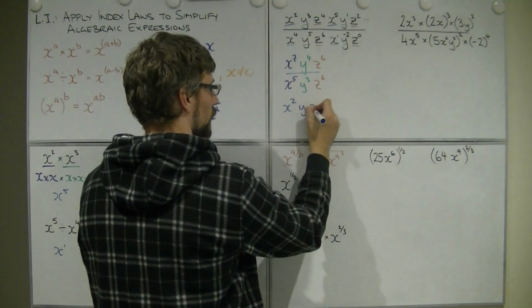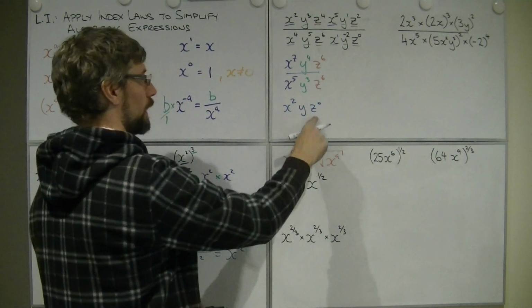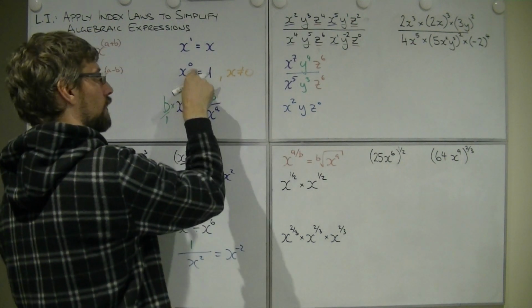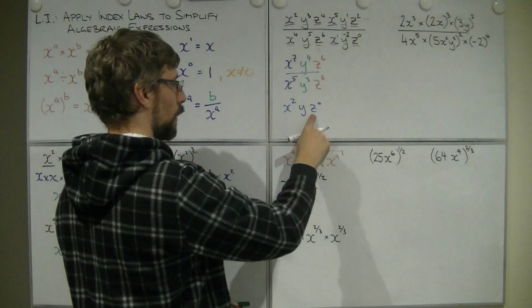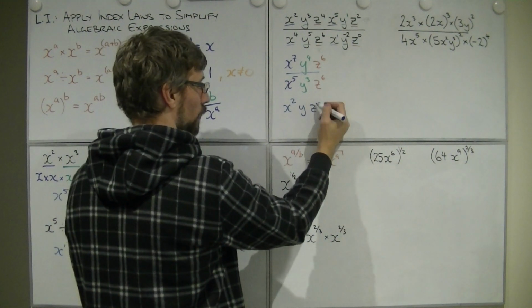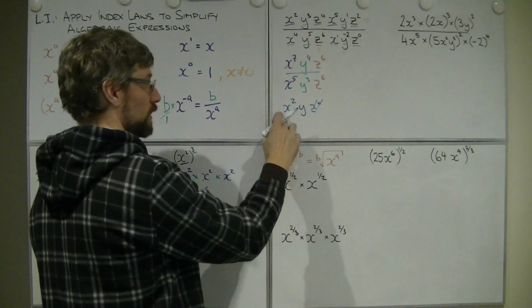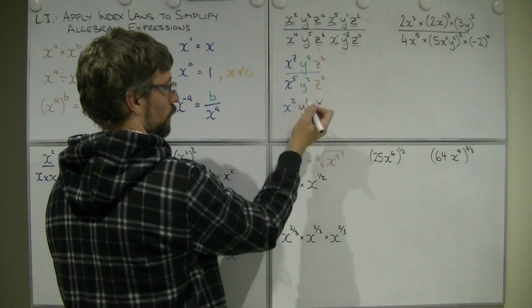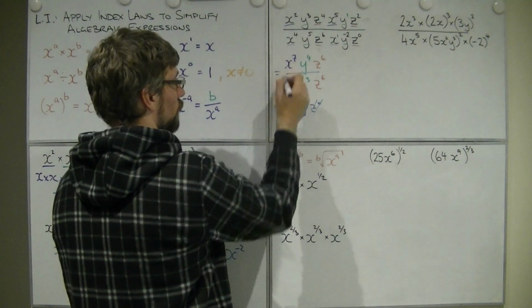So you could write z to the 0 for a moment until you realise, hang on, anything to the 0 is 1. So this is just a times by 1. So it ends up being irrelevant, so we don't actually need to put that in. We just end up with, we can put that there if you desperately want, equals, go.